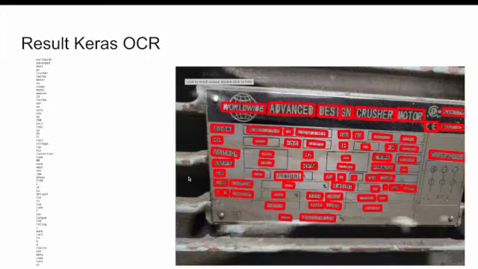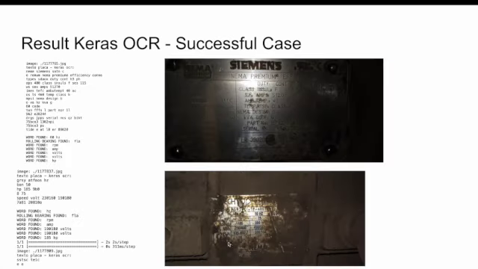And after that, here I show some examples from Keras OCR. And another example, this was a successful case because I actually found 180 volts here and it was accurate, so this was good. And here I found 60 hertz.